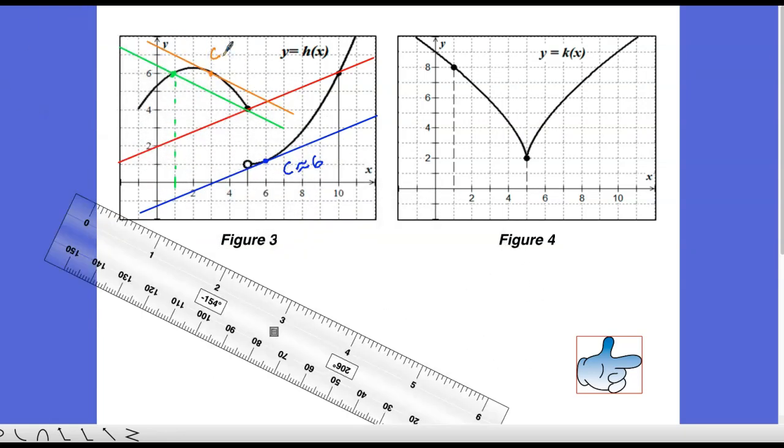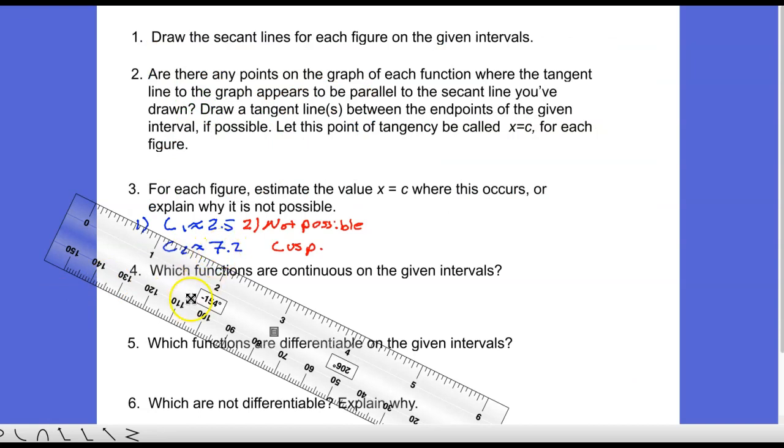Let's call this one C1. Since it's on the left side, we'll say that's approximately 3. And this will be C2, approximately 6. The slope of this tangent line is going to be -1/2, and the slope of our red tangent line is going to be 2/5. So let's go back and answer these questions. For number 3, C1 is approximately 3 and C2 is approximately 6. And let's look at our last one.